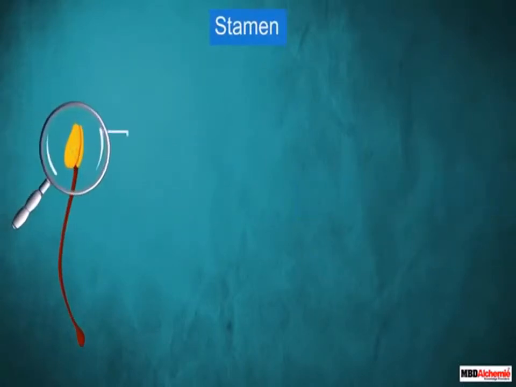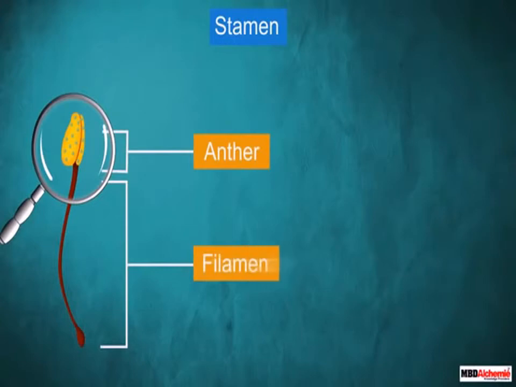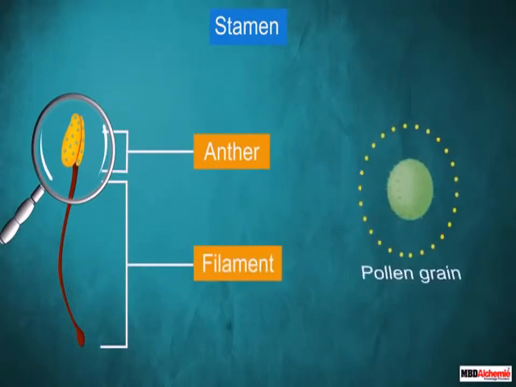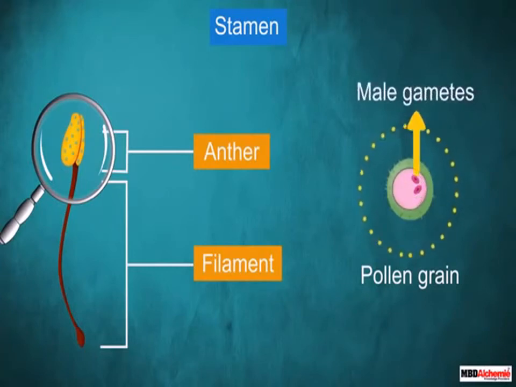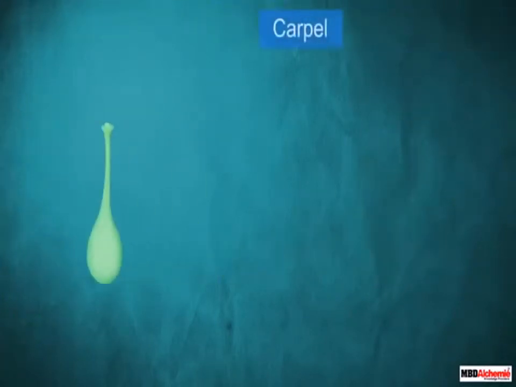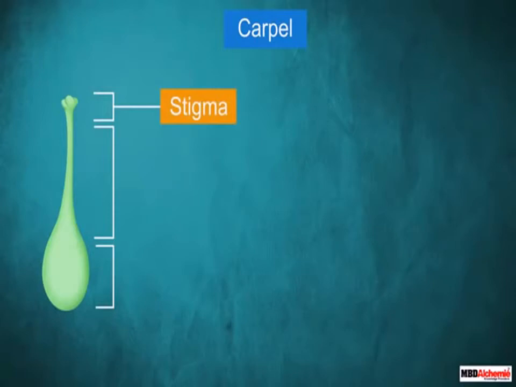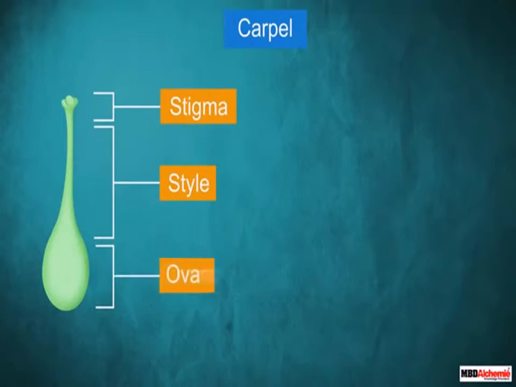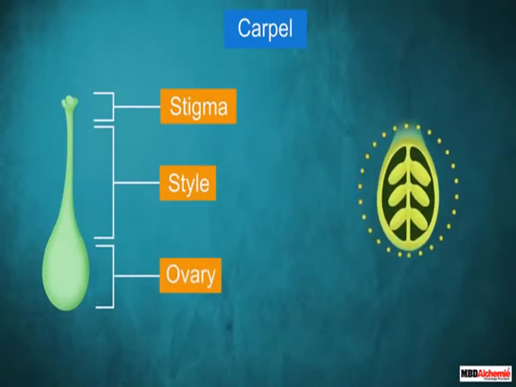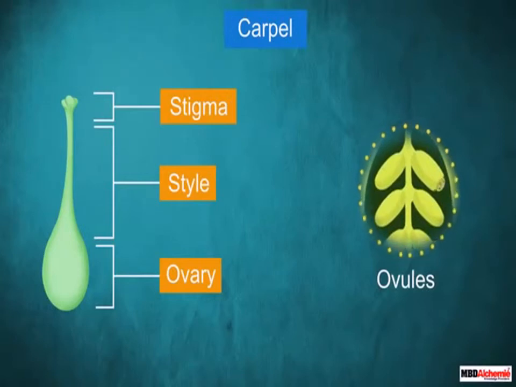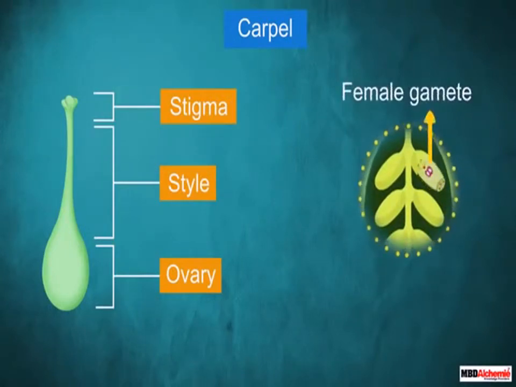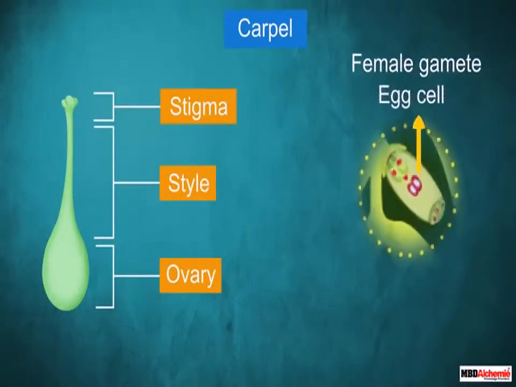A stamen is made of two main parts, anther and filament. The anther produces pollen grains. It is the pollen grain that contains the male gametes. A carpel, on the other hand, is made up of three parts. The terminal part is called the stigma. The middle elongated part is the style, and the swollen bottom part is the ovary. Inside the ovary, ovules are present. It is the ovule that has the female gamete called the egg cell.